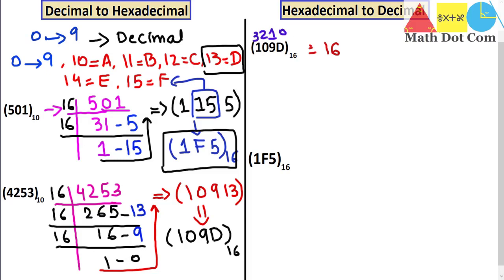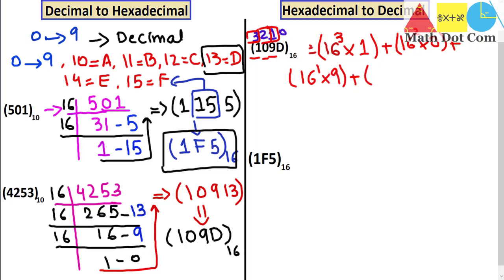So first we will write this 3. 16 raised to power 3 multiplied by the number at this location, that is 1. Then we have to do plus. The next location is 2. So again 16 raised to power 2 multiplied by the number at that location, that is 0. Plus again 16 to the power of this location, that is 1, multiplied by the number at this location, that is 9.